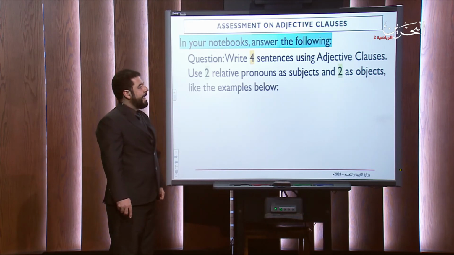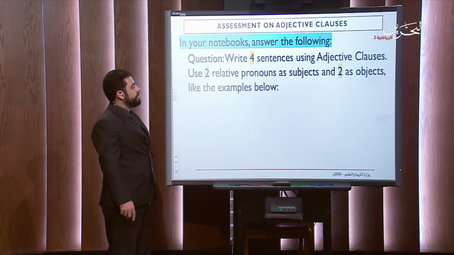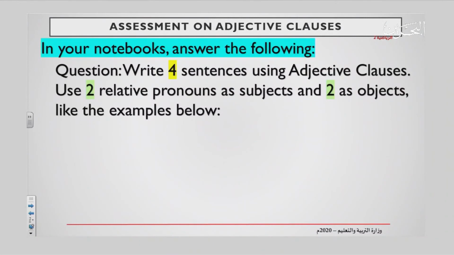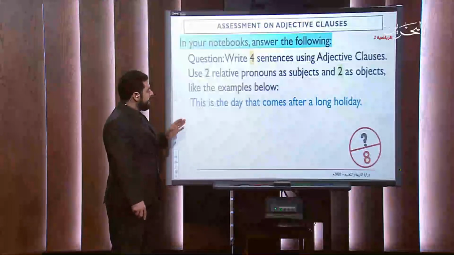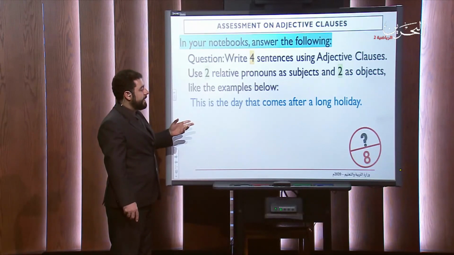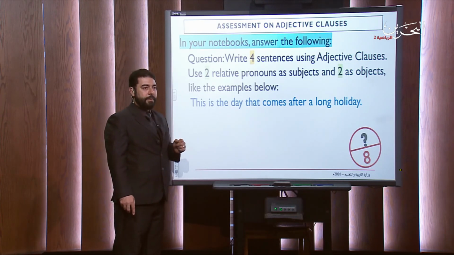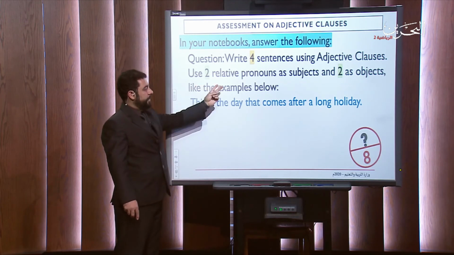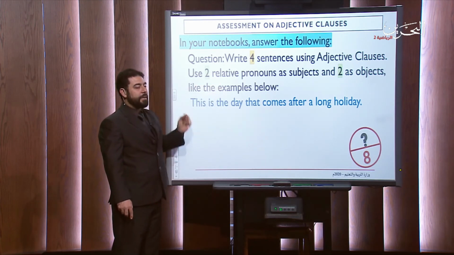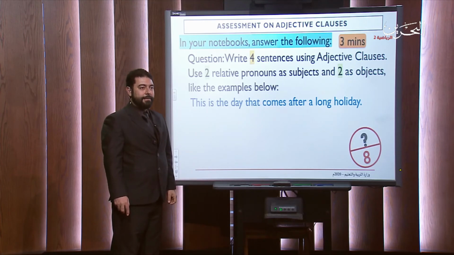In your notebooks, answer the following question. Write 4 sentences using adjective clauses. Use 2 relative pronouns as subjects and 2 as objects, like the examples below. You have a mark of 8. This is the day that comes after a long holiday. So this is an example for you to follow. Write 2 for relative pronouns as subjects and 2 as objects. And you have 3 minutes.